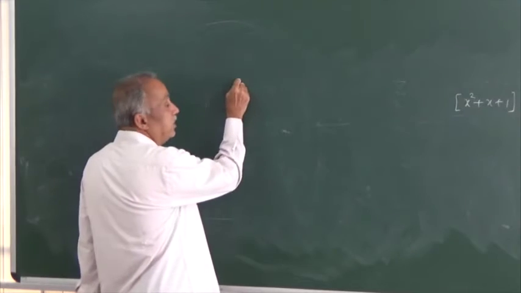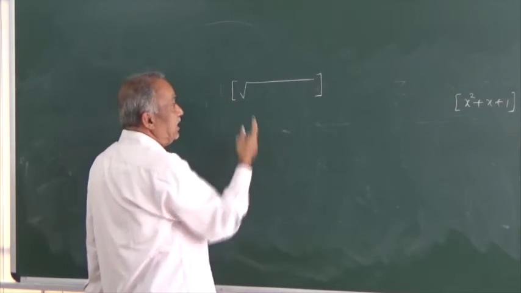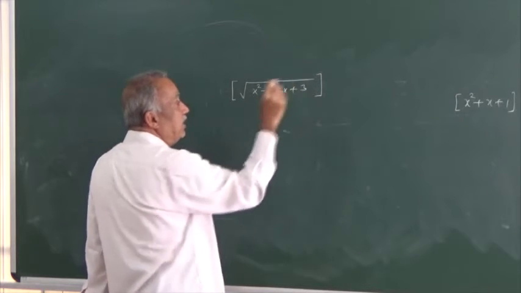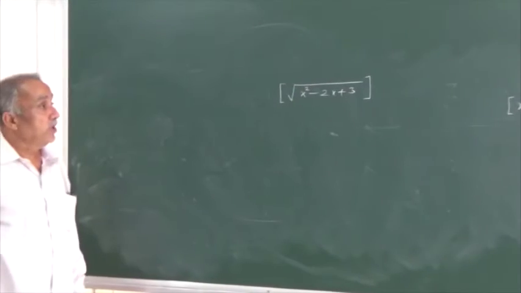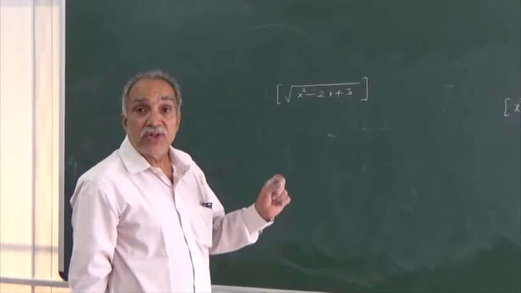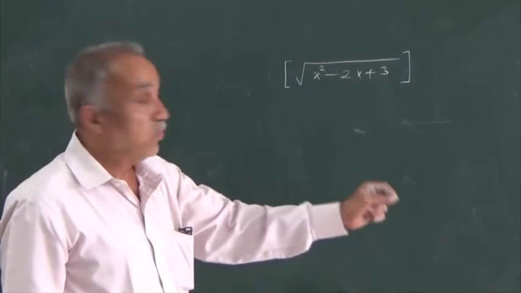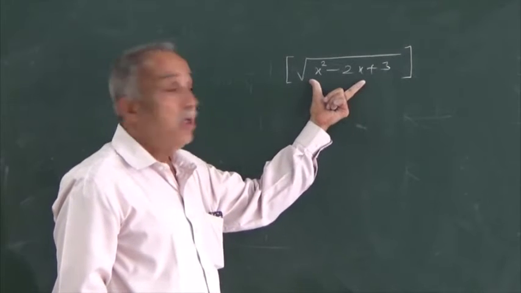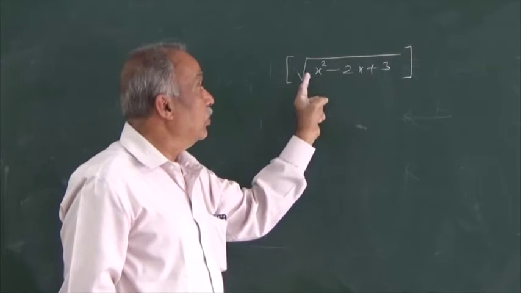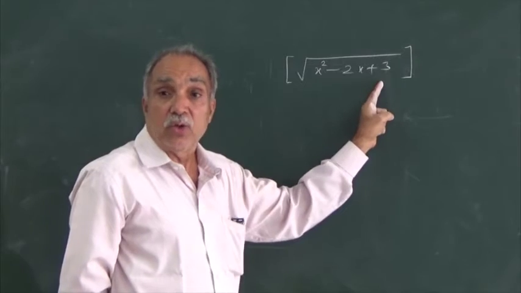Next, let me consider integer part of square root of a quadratic. First, let the quadratic have x square coefficient positive. Say this one, we will consider integer part of square root of x square minus 2x plus 3. Will the domain now also be same as the domain of the previously considered functions? No, no guarantee. We need to examine this more closely now. The square root of a number need not be always meaningful as a real number. It will be meaningful only if the number under the radical sign is greater than or equal to 0.